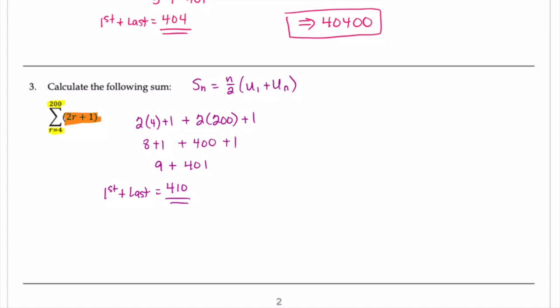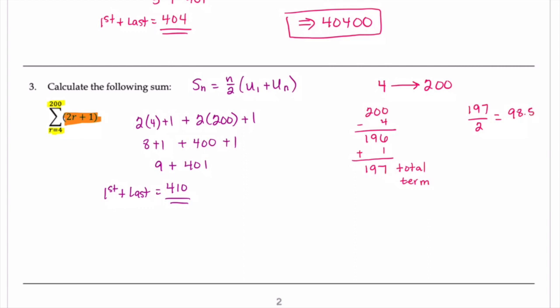Now what I need to figure out is how many pairs we have. We're starting off with 4 and going all the way to 200. First, we want to figure out how many terms in total we have. So 200 minus 4 would give me 196, but I do need to also add back the 4, which would mean that I have 197 total terms. If I have 197 total terms, divide that by 2, and I have a total of 98.5 pairs.